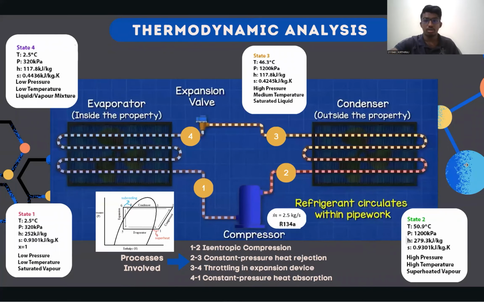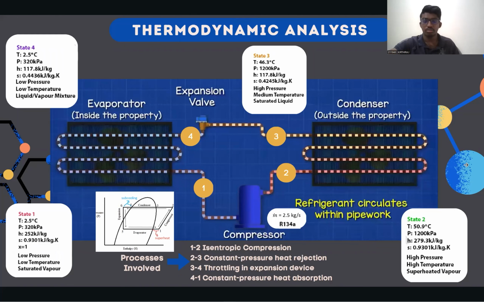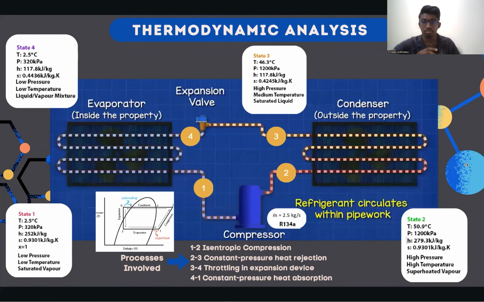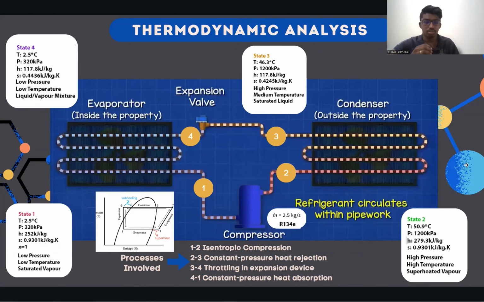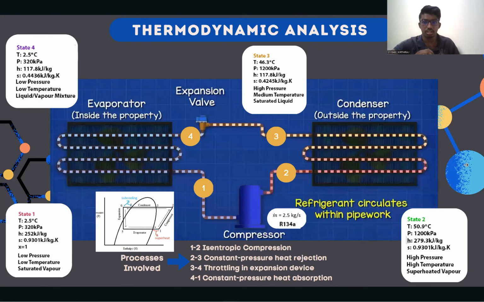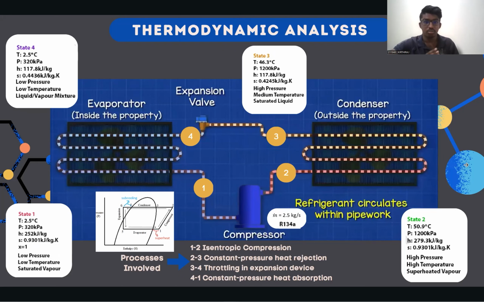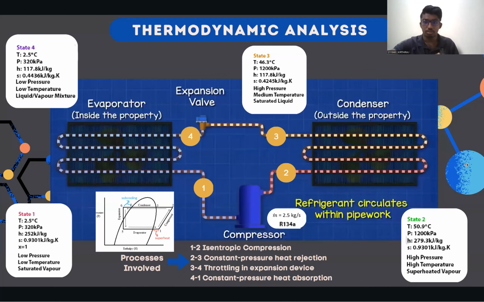Hello, now I would like to talk about the thermodynamic analysis. Before we start, I would like to talk about the processes involved. The processes in this refrigeration cycle of an air conditioning system are isentropic compression from step 1 to step 2 that occurs in the compressor, then step 2 to step 3, which is constant pressure heat rejection that occurs in the condenser, step 3 to step 4 where throttling occurs in the expansion valve, and step 4 to step 1 where constant pressure heat absorption occurs in the evaporator.